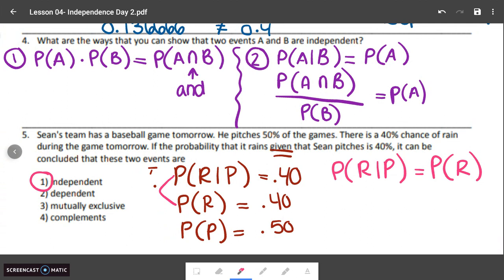Okay, dependent is if those 2 were not equal to each other. Mutually exclusive is if there's no overlap whatsoever, right? So there couldn't be a given. Okay, so mutually exclusive refers to when I'm looking at my Venn diagram, if there's nothing that can be the overlap, then the probability of it raining given he pitches, there's no way that could happen with mutually exclusive. There's no overlap when it's mutually exclusive.